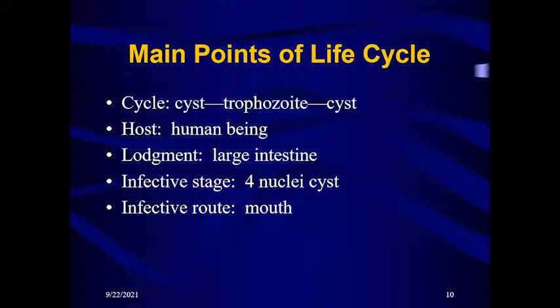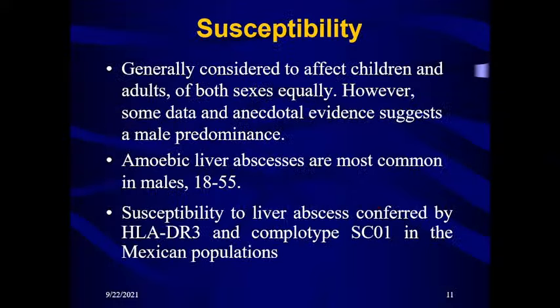Usually we have a cyst, ingestion, then it transforms to a trophozoite, which releases or becomes more cysts. The host is the human being. It lodges in the large intestine, so it is a colonic parasite. The infective stage is when they have 4 nuclear cysts, and usually it's feco-oral, contaminated when we put through our mouth contaminated food material.